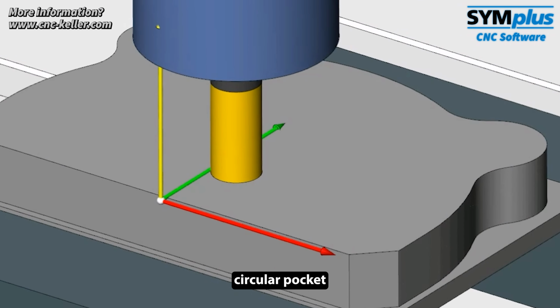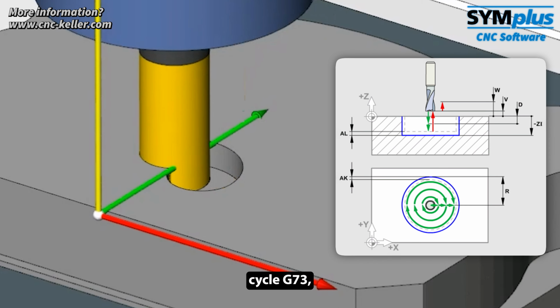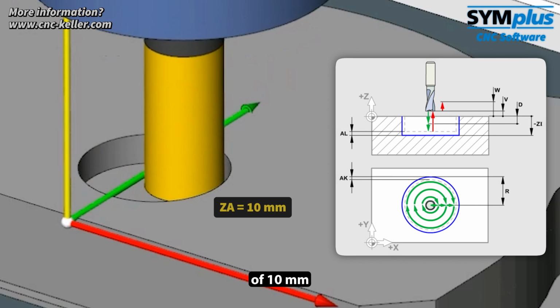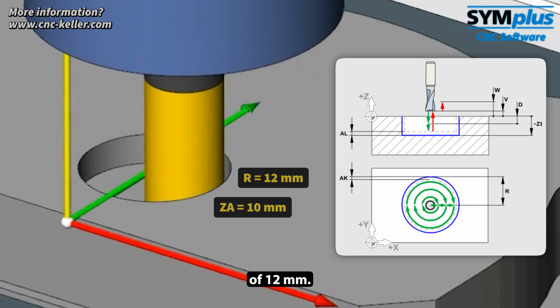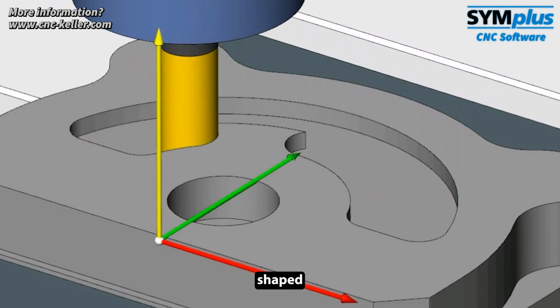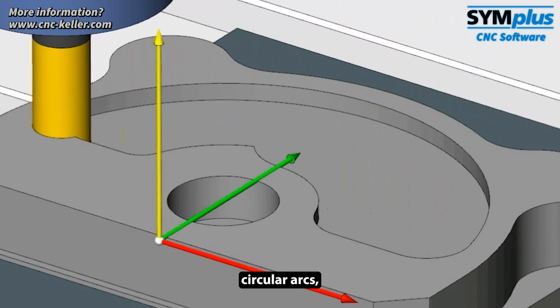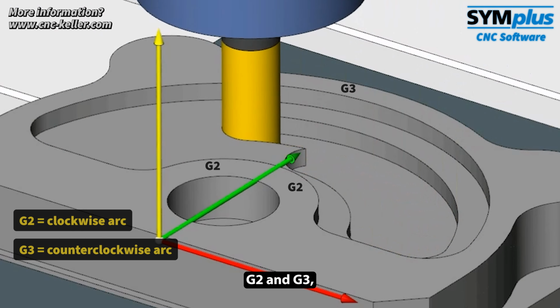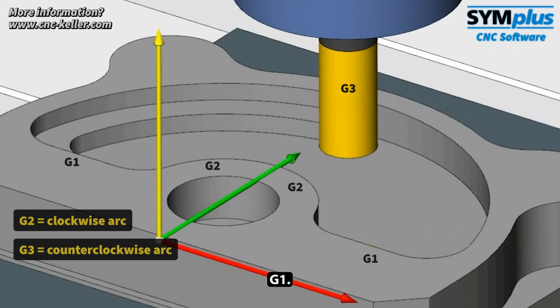Next, using the circular pocket milling cycle G73, a circular pocket is milled to a depth of 10 mm with a radius of 12 mm. This is followed by a crescent-shaped contour pocket, created with circular arcs, G2 and G3, and straight lines, G1.